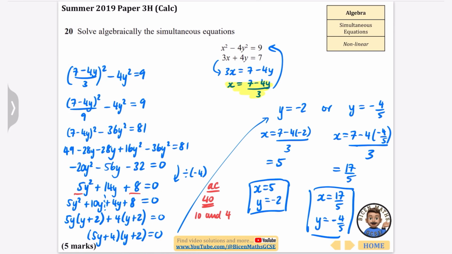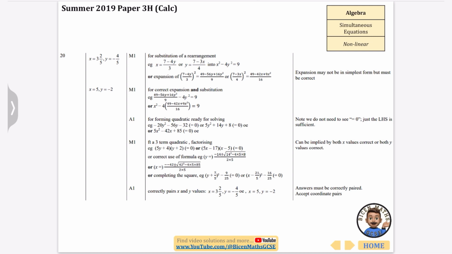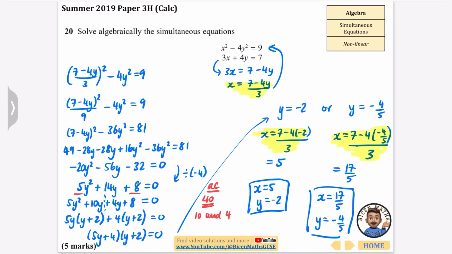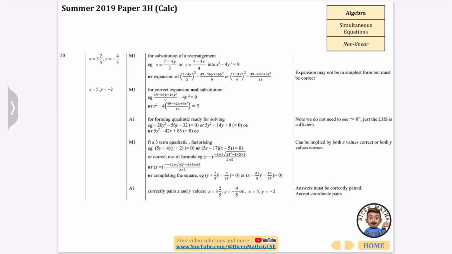Okay, let's just highlight the bits that were being copied from the substitution. There was that part and that part that we have there. Okay, so we have the 5 and the minus 2, and then they've got 3 and 2 fifths, that's 17 fifths, and minus 4 fifths. 17 fifths and minus 4 fifths.